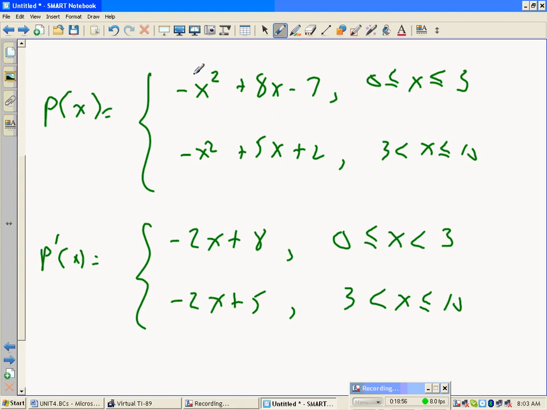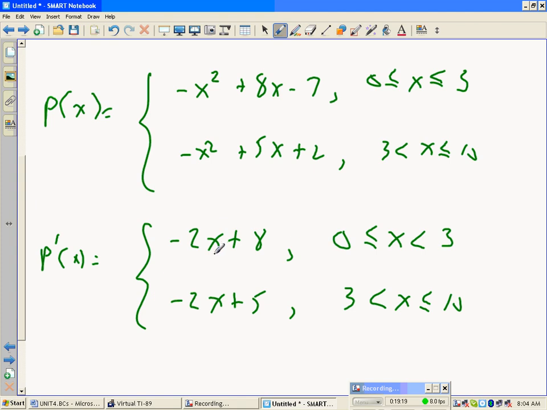You get negative 9 minus 7 is negative 16 plus 24 is 8, right? What if you plug in 3 here? You get negative 9 plus 2 is negative 7 plus 15 is 8. So it's continuous. This goes through the point (3, 8), this goes through the point (3, 8). So both branches touch. So it's continuous, but is it differentiable?